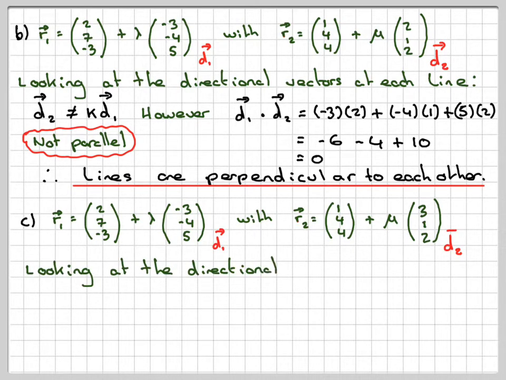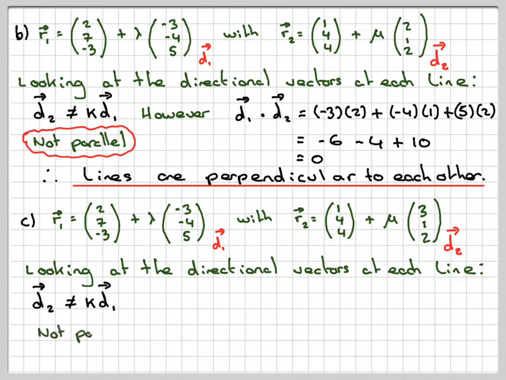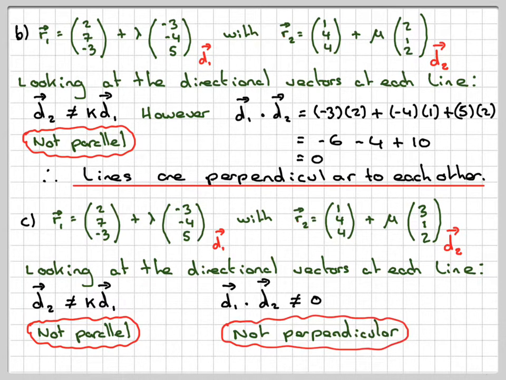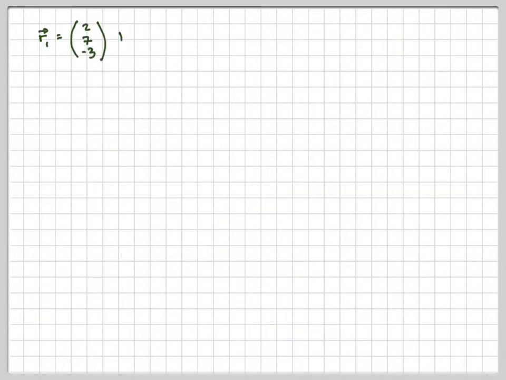So looking at the directional vectors, we will see that in fact D2 is not a multiple of D1, so not parallel, and also that if we did D1 dot D2, it's not equal to 0, therefore not perpendicular. So we can now consider whether the lines just intersect at any angle other than 90 degrees, or whether they are what's known as skew lines. Okay, so first of all, we'll check to see whether they intersect.